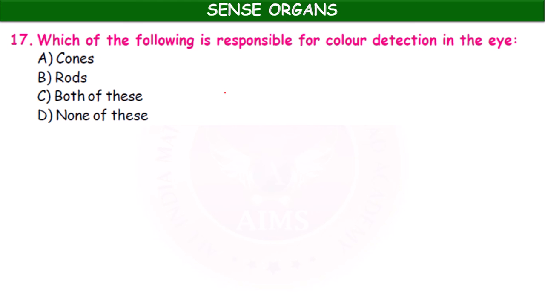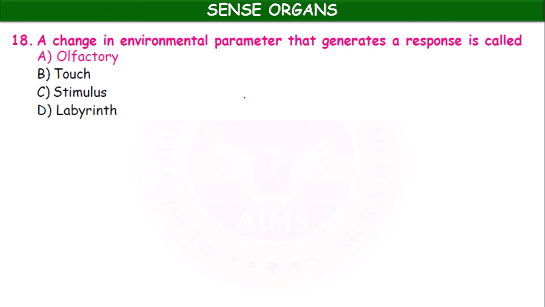Which of the following is responsible for color detection in the eye? Cones, rods, both, none of these. It is the cones, which have the ability to detect colors. That is the super speciality of the human eye, to detect the color, to enjoy the colors.